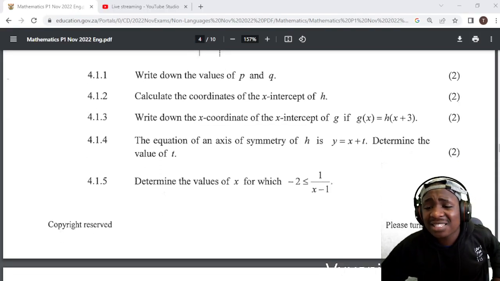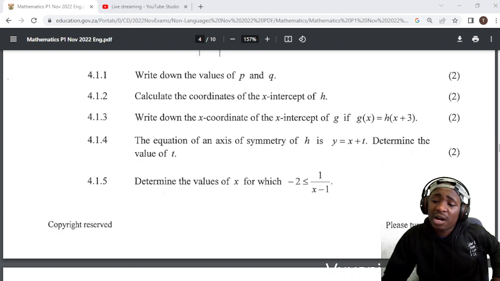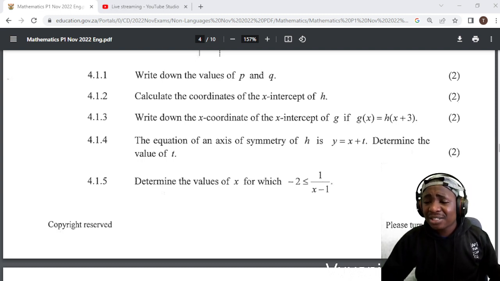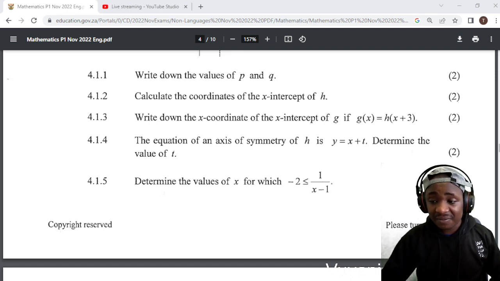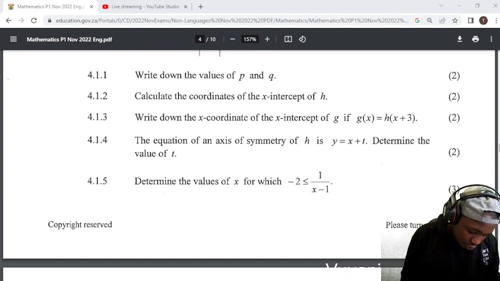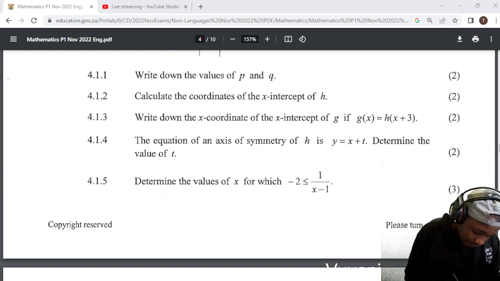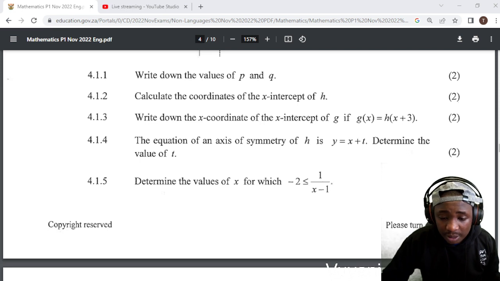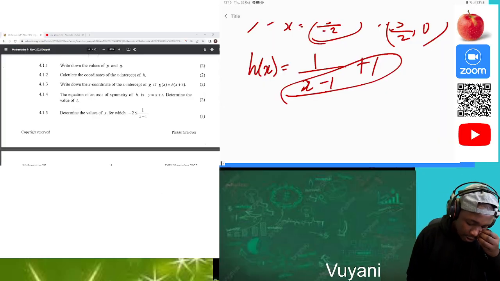4.1.4, the equation of the axis of symmetry of h is y equal to x plus t. Determine the value of t. What is important is to understand that this is a positive gradient, so when it's positive, we're just going to add. So h of x was 1 over x minus 1, plus 1. So this is just the summation of this, so that we can get the axis of symmetry.